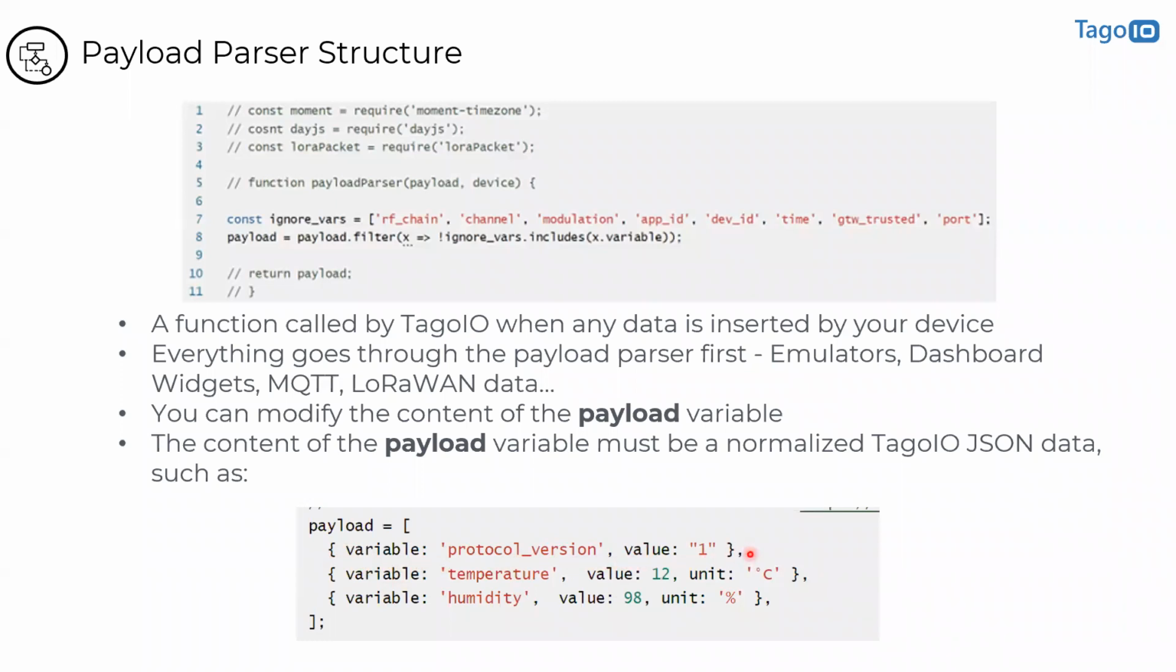So you have an array with objects, a JSON object containing variable and value. You also have units and some other keys on the JSON that you can send, like time, metadata, and others. I'll show you later in the demo.